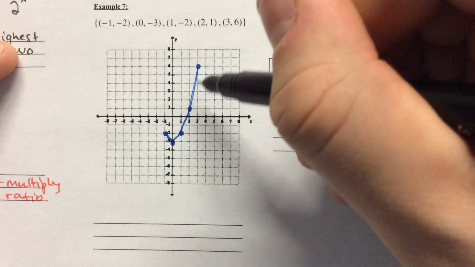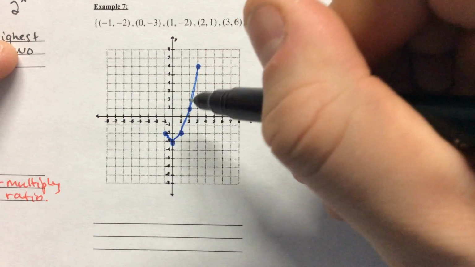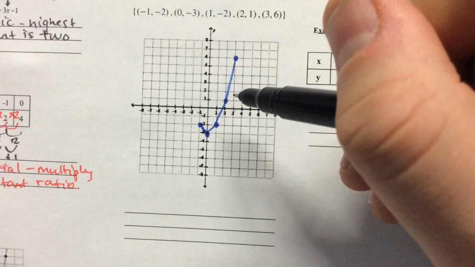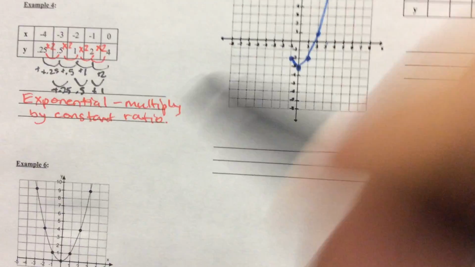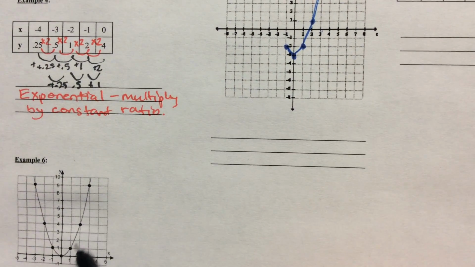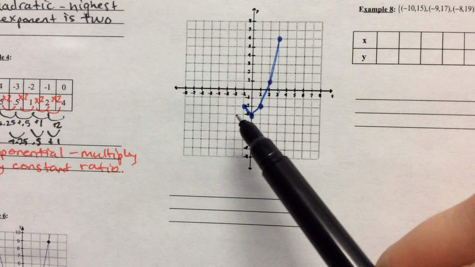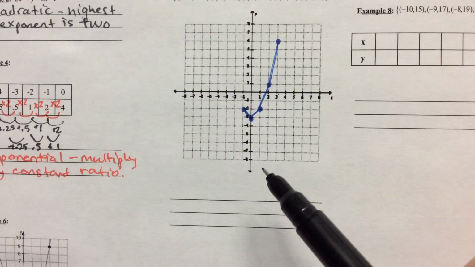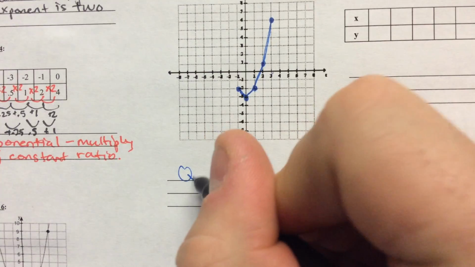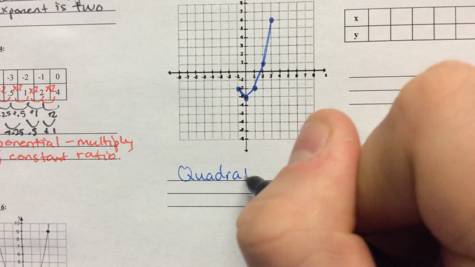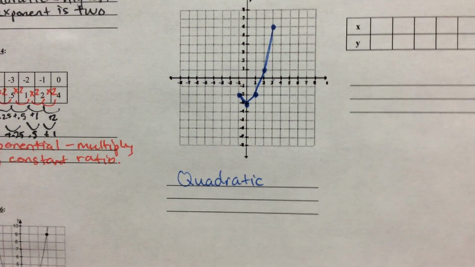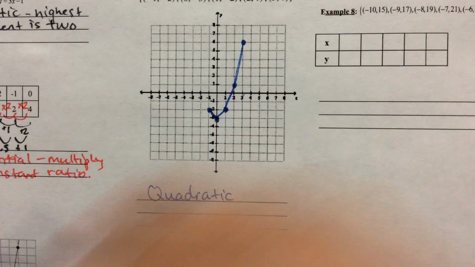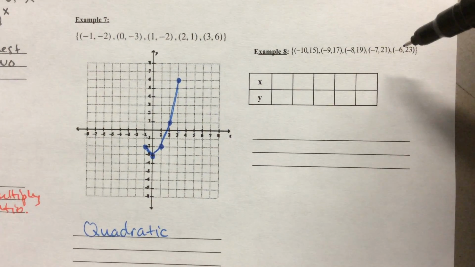okay, it might be kind of hard to see, but if you look, when I connect those dots, it's starting to look like this graph down here. We went down and then back up. So this is the beginnings of a quadratic function. Our other way we could do it is a table.